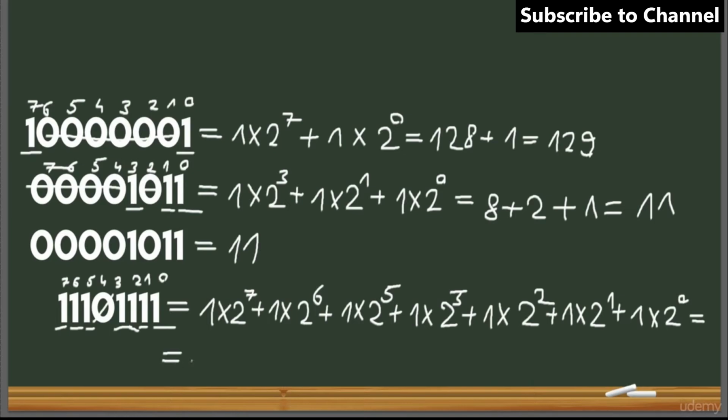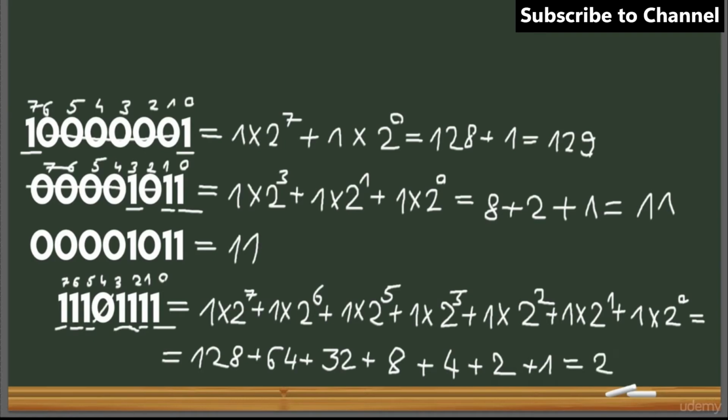2 to the power of 7 is 128, 2 to the power of 6 is 64, 2 to the power of 5 is 32, 2 to the power of 3 is 8, 2 to the power of 2 is 4, 2 to the power of 1 is 2, and 2 to the power of 0 is 1, and that equals 239.